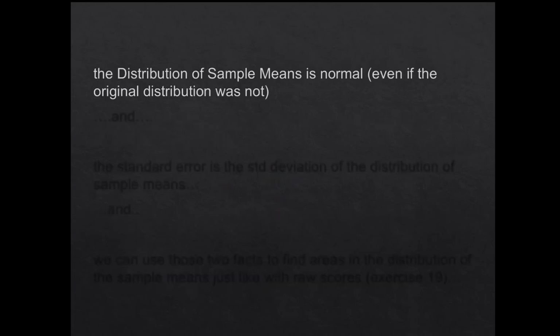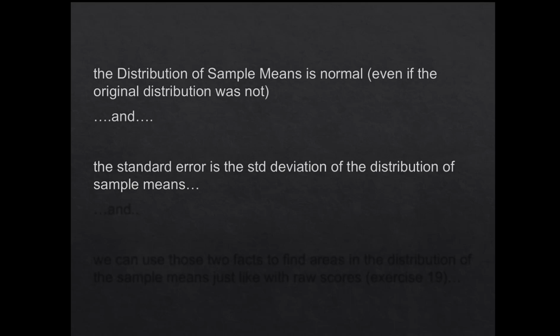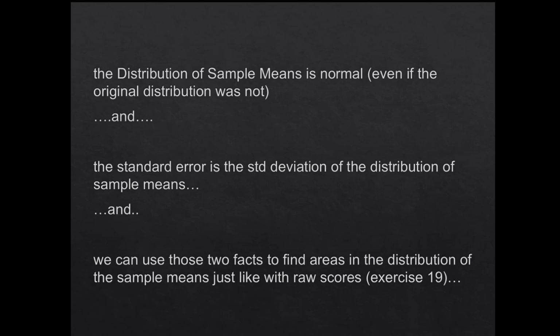The distribution of sample means will be normal, even if the original distribution was not. That's important. The standard error is the standard deviation of the distribution of sample means, as we mentioned already. And we can use those two facts to find areas in the distribution of sample means, just like with raw scores. This is exercise 13, which we're going to do in class on Tuesday.